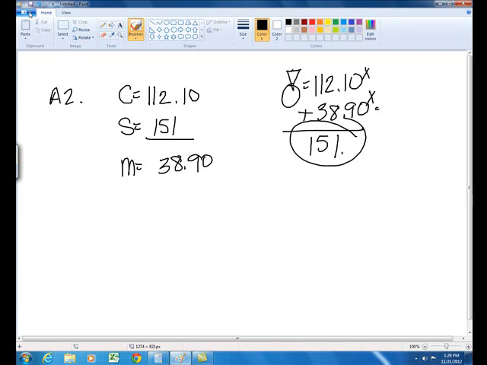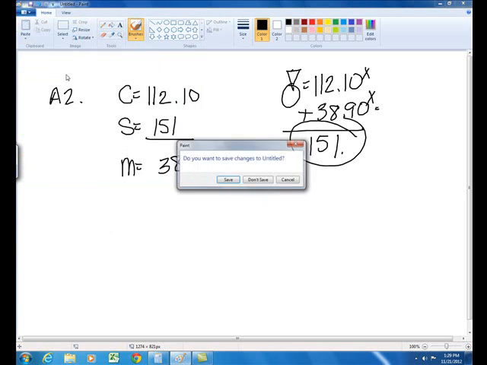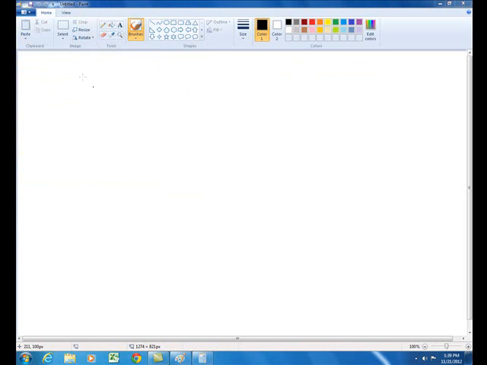Okay, and then the last one with part A says that I have a cost equals $38 and my selling price is $45, and they want to know what is my markup amount or how much money I make each time I sell it.